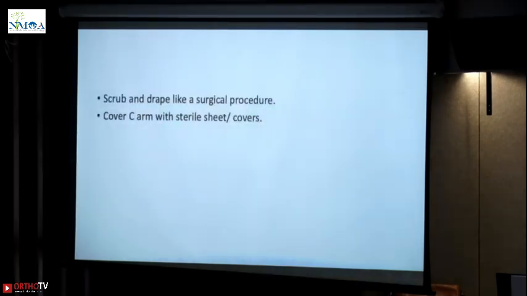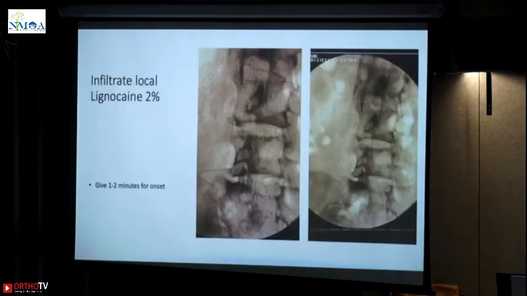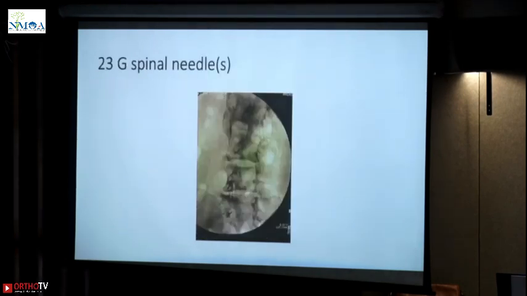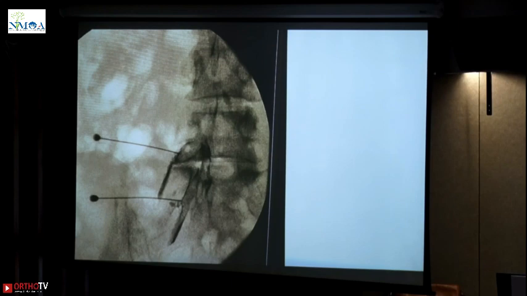Paint and drape like a surgical procedure because it is an injection going into the epidural space. For the drugs, I use 3 syringes so that I do not mix the medicines. It's a clear instruction. My 10 ml syringe has got lignocaine for local infiltration. My 5 ml syringe has got Omnipaque, or iohexol, the contrast medium, and my 3 ml syringe is the drug delivery mixture. So I infiltrate with local and I put my 23 gauge spinal needles into place. I check them in AP and lateral view for position and I give 0.3 ml or a smaller amount of contrast to just get a good epidurogram.